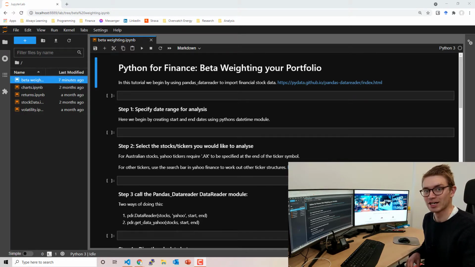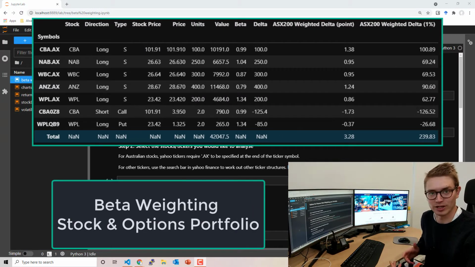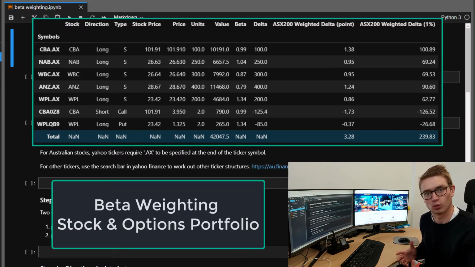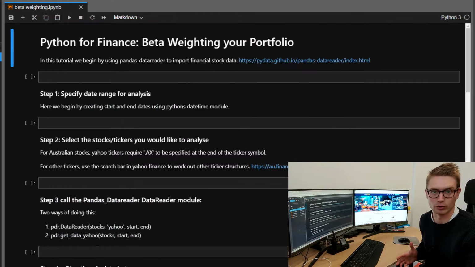My name's Jonathan. So today we're going to be talking about beta weighting your portfolio. How do you do this with stocks and options? How do you get a risk adjusted term for what you can potentially gain or lose? So let's just jump straight into it.